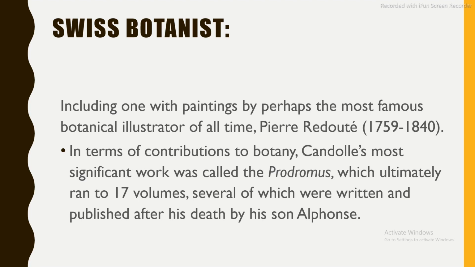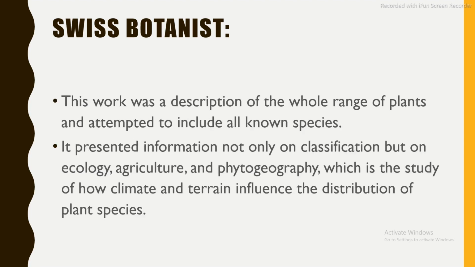1759 to 1840. In terms of contributions to botany, Candolle's most significant work was called Prodromus, which ultimately ran to 17 volumes, several of which were written and published after his death by his son Alphonse. This work was a description of the whole range of plants and attempted to include all the known species.